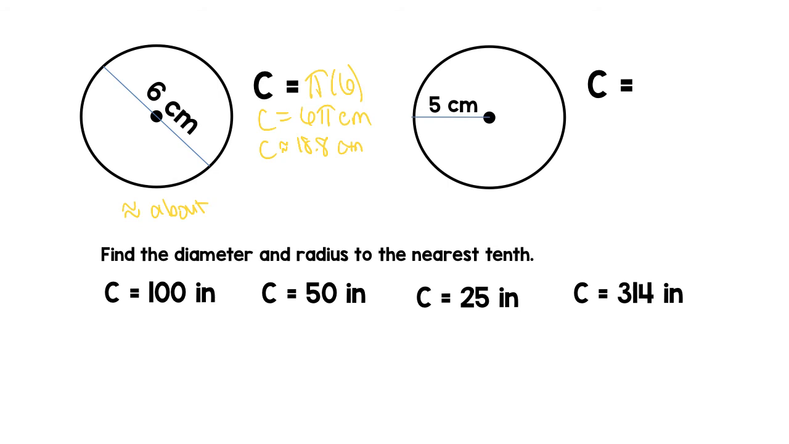Here we have a circle where we're given the radius. So we're going to do C equals 2 pi r. So 2 pi and then r is 5. So our circumference is 10 pi centimeters. That means it is about 31.4 centimeters or so.